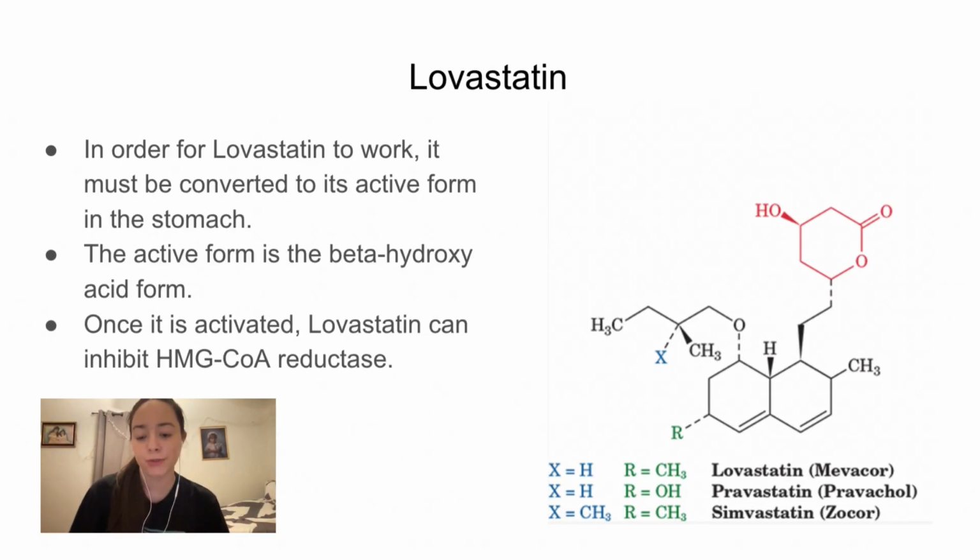Lovastatin must be converted to its active form in order to inhibit HMG coenzyme A reductase. And this occurs in the stomach. When somebody swallows the lovastatin pill, it goes into the stomach and then it's activated to its beta hydroxy acid form, and then it can start inhibiting the HMG coenzyme A reductase.